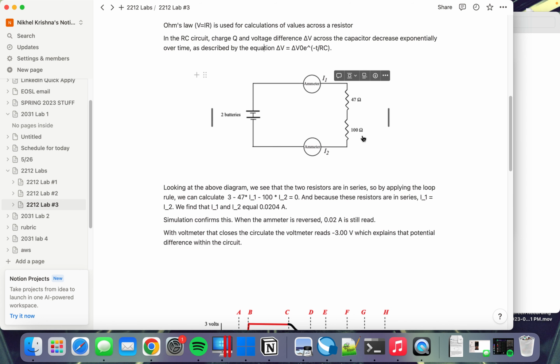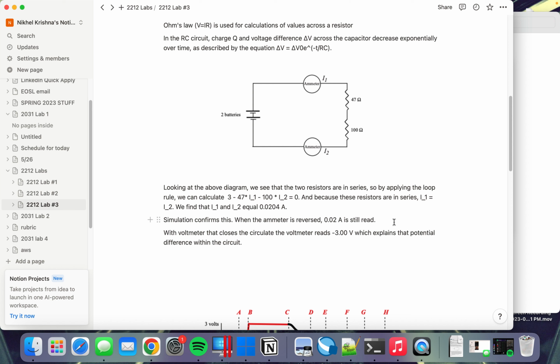So looking at this above diagram, we can use the whole circuit as a loop. So we get 3 minus 47 times the first current due to Ohm's law, and minus 100 times the second current, also derived from Ohm's law. And because we know these resistors are in series, we can say that I1 equals I2, and we get a value of both of them equaling 0.0204 amps.